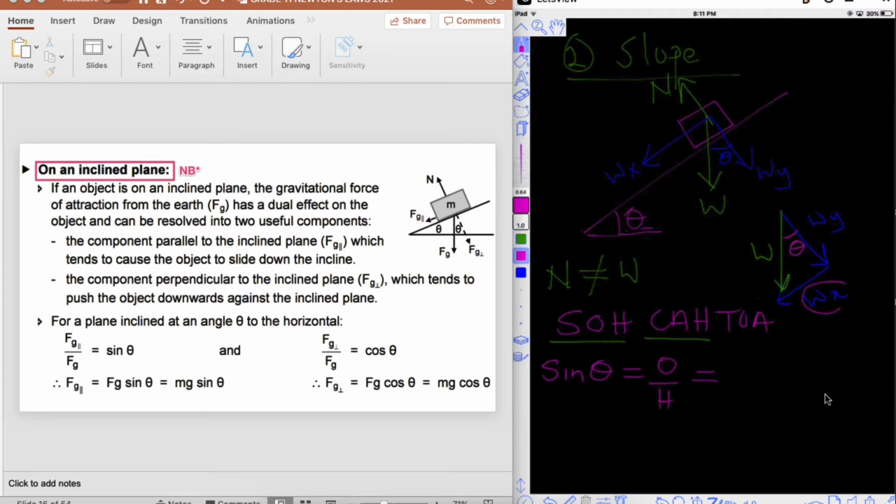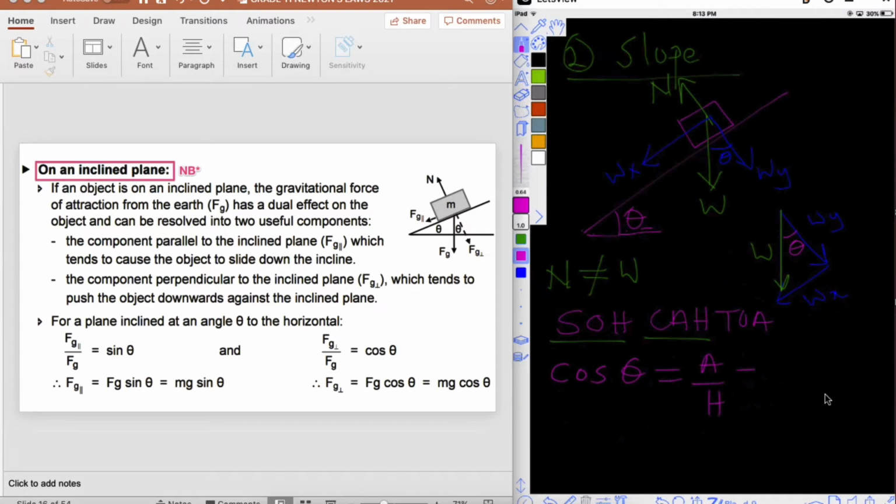In this case, we can see WX, and then our hypotenuse is the weight, which implies that if you rearrange this part and this part, you are going to see that WX is equal to weight times sine theta. Now, using cos, we know that cosine theta is equal to adjacent over hypotenuse. We can see it's WY over the hypotenuse, which is our weight. So if we rearrange this, our WY will be equal to the weight times cos theta. So that's how we resolve to get WY and WX.